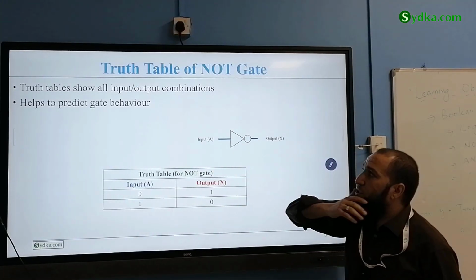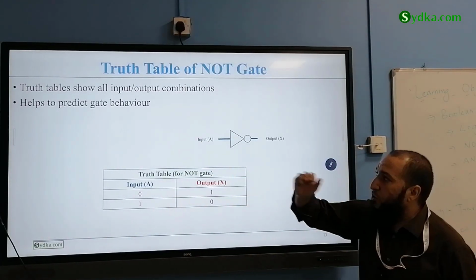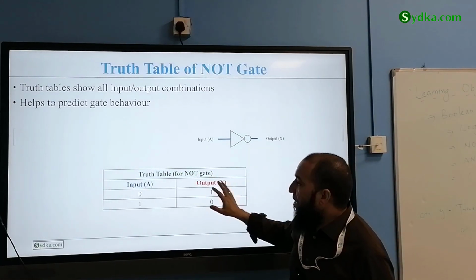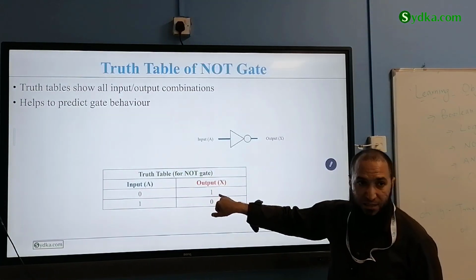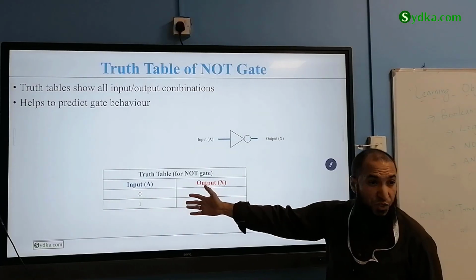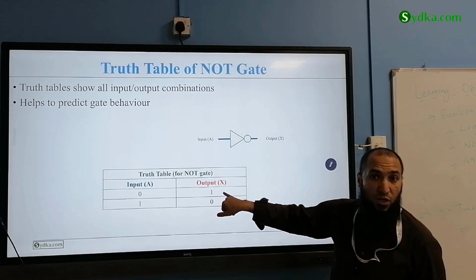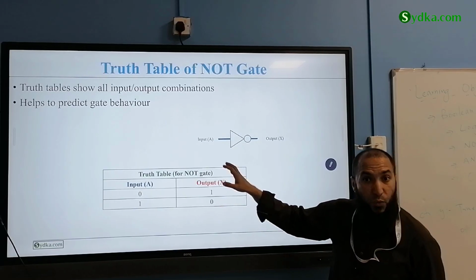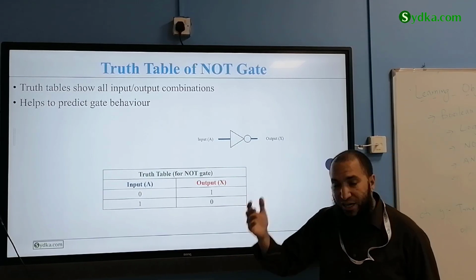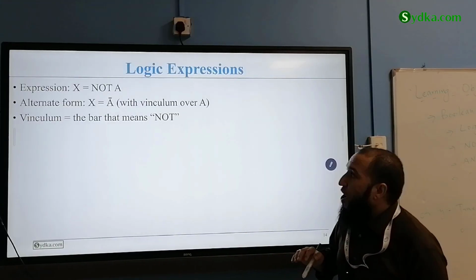Okay, the truth tables show all input and output. It helps predict the behavior of the gate. So if you're using this gate for switching on and off, this is going to tell us the switch is on, the switch is off. So we can figure that out from the table. I hope this is clear.